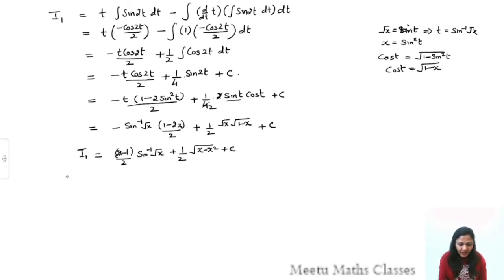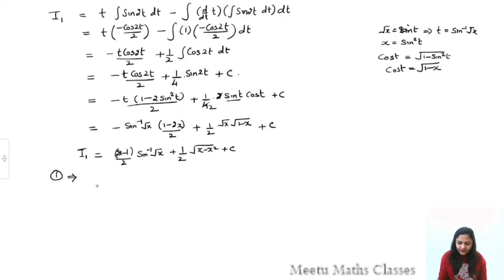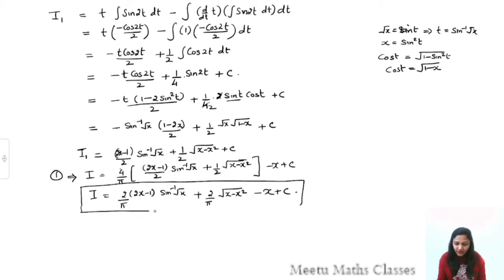Now substituting the value of I1 in 1. So 1 will imply, your one statement was this: I will become 4 by pi times I1. I1 is (2x minus 1) upon 2 sin inverse root x plus half square root of x minus x square minus x plus c. And your final answer for I will be, 2 will cancel out, 2 by pi (2x minus 1) sin inverse root x plus 2 by pi square root of x minus x square minus x plus c, and this is your final answer for the integral.